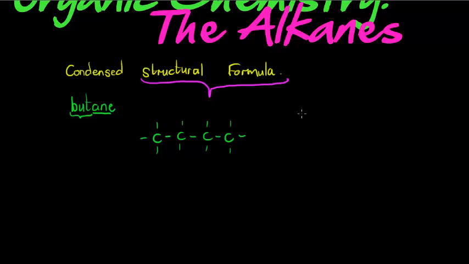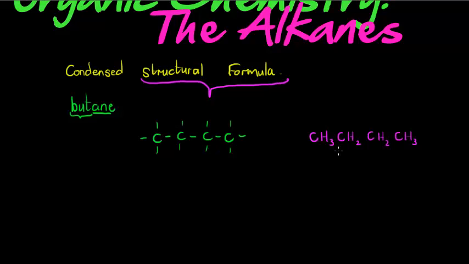Now the condensed structural formula takes each of these carbons and describes them with all of their bonds. So for example, my first carbon has 3 hydrogen bonds, my second carbon has 2 hydrogen bonds, my next one has another 2 hydrogen bonds, and my final one has again 3 hydrogen bonds. This is the condensed structural formula. So you'll literally take each carbon and describe it with the bonds that they have.